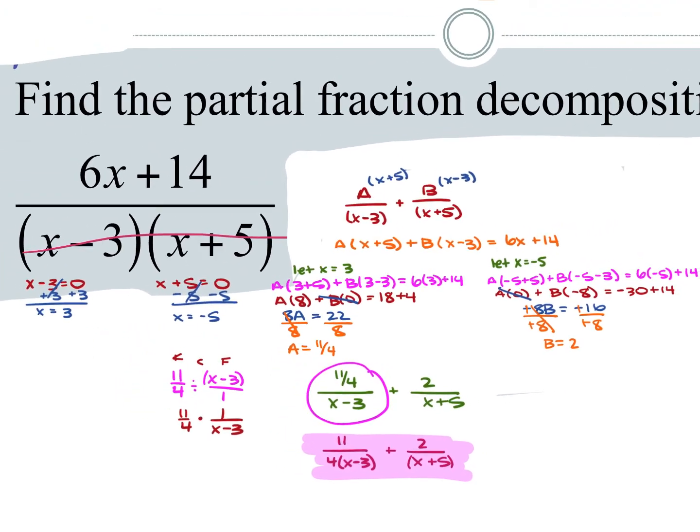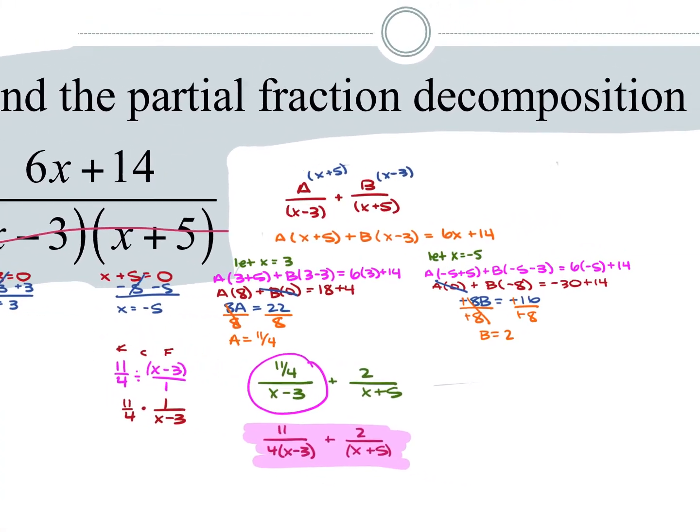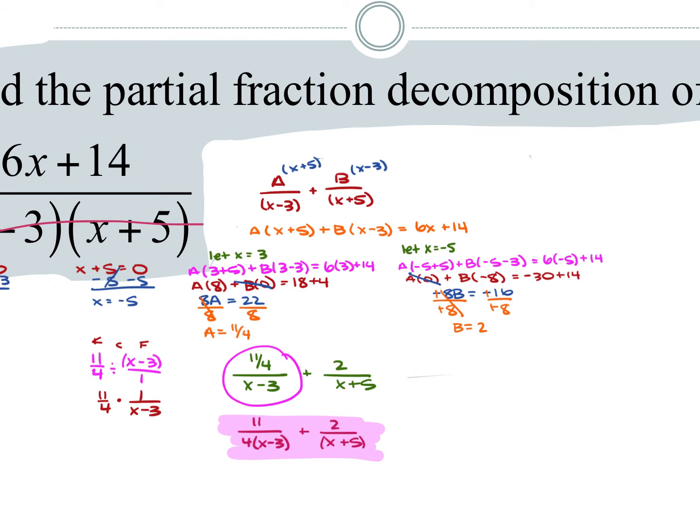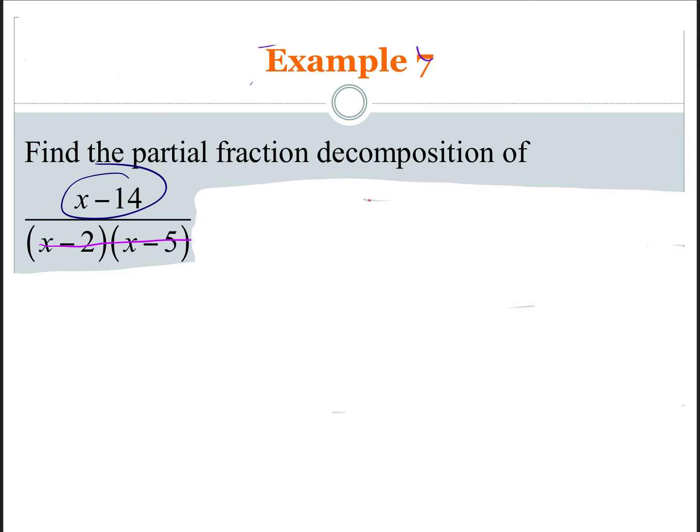So again, we're just taking that fraction that's given to us as our question and working backwards to where we get what our original question was, to get what our answer would be, which is 6x plus 14 over x minus 3 times x plus 5. So for our next example, we have x minus 14 over x minus 2 times x minus 5.